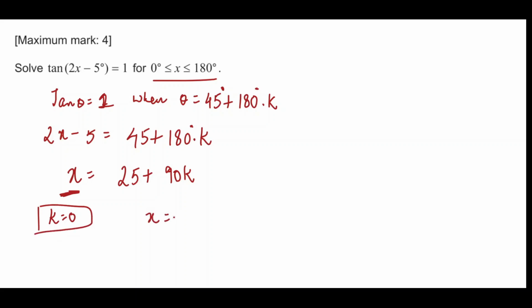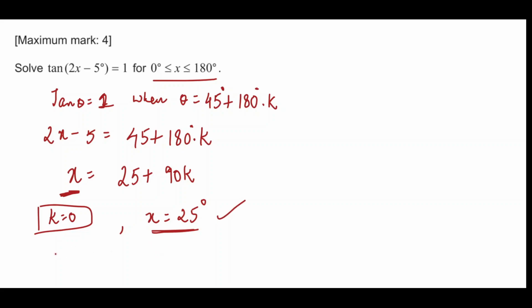What will be the value of x when k equals 0? The value of x will be 25 degrees. Now just check whether the value of x is lying in the range which has been given to us in the question. So yes, 25 degrees lies between 0 and 180 degrees. So this will be our answer.